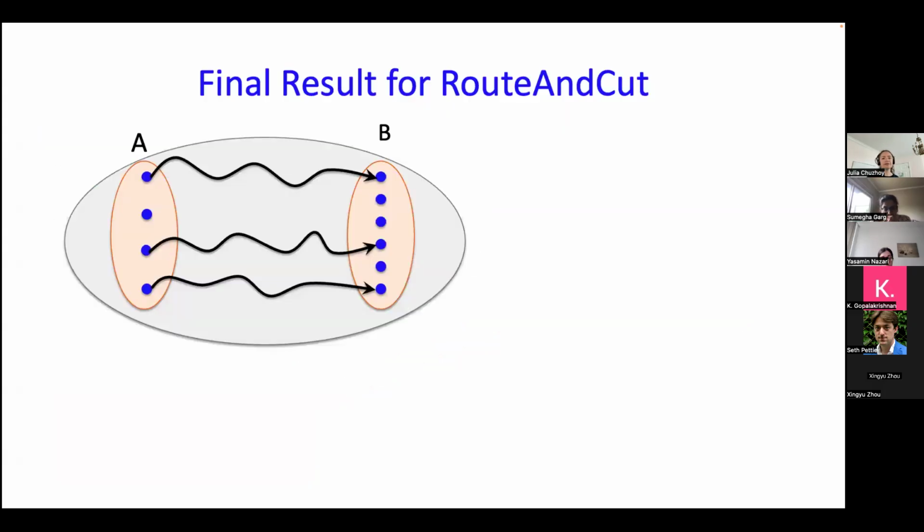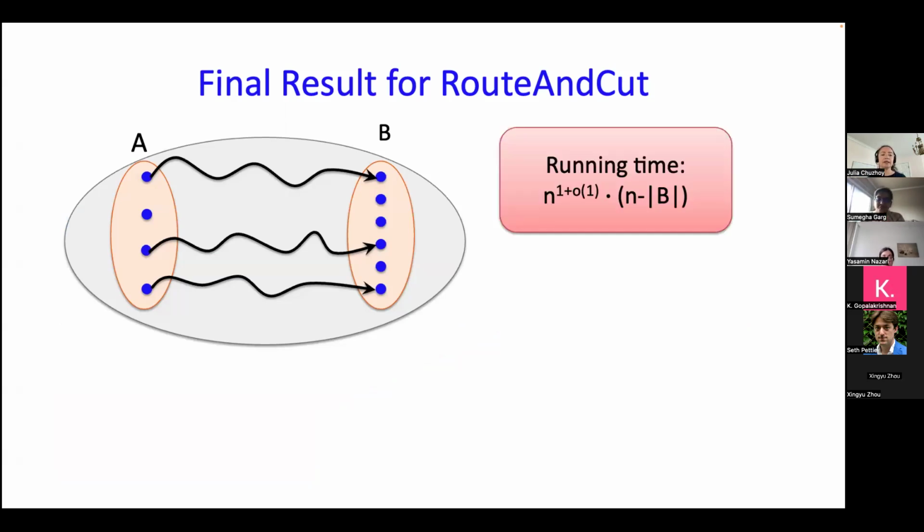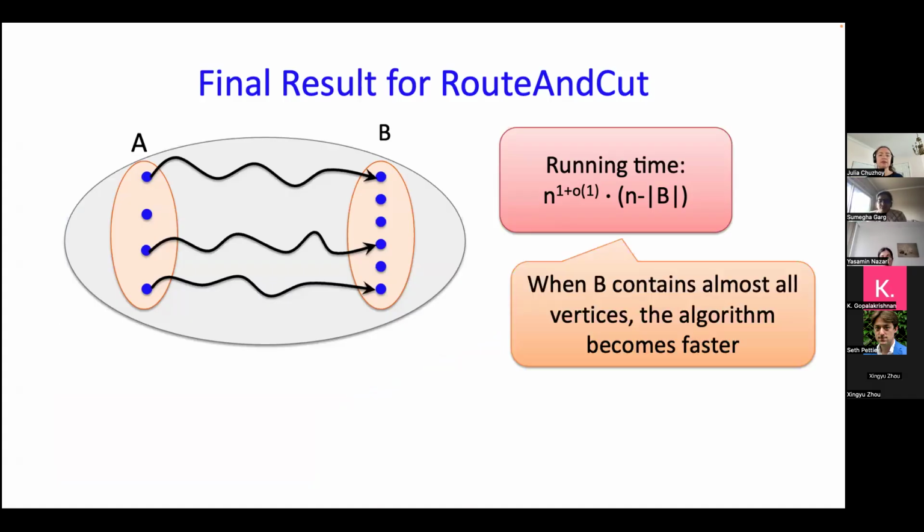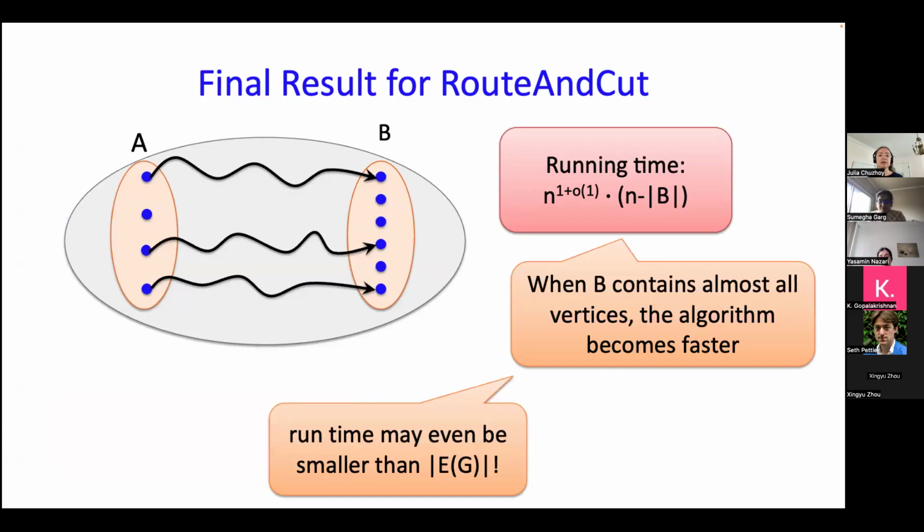And I want to say just a few final remarks about the result that we get for the route and cut problem. So remember, in this problem, we needed to connect vertices of A to vertices of B with many paths. So in the end, the running time of our algorithm looks like this: n times (n minus the cardinality of B). So when the set B contains a lot of the vertices, like almost all vertices of the graph, the algorithm becomes quite fast. And it may even be faster than the time it takes to read all the edges in the graph, to read the whole input.